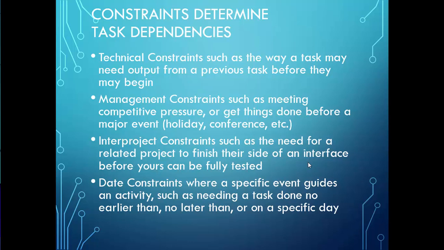Also, we have date constraints that need to be taken into consideration, where a specific event guides an activity, such as needing a task done no earlier than or no later than a specific day. All these are constraints that we need to look at and include when we are building our network diagram.